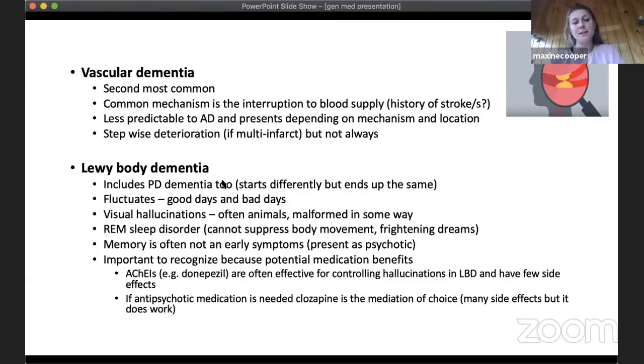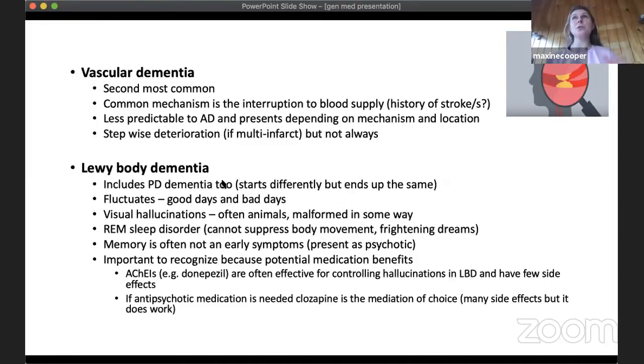Also REM sleep disorder. As in Parkinson's disease and Lewy body dementia, it's super common. This is where, in your REM phase of sleep, you cannot suppress your body movement. And you can also get really frightening, realistic dreams. In Lewy body dementia, memory is often not an early symptom, so they're often more likely to present as kind of psychotic. As in they're seeing these hallucinations, or they're getting quite aggressive, rather than the memory side of things, such as in Alzheimer's. And this one in particular is important to recognize because there are some good medication benefits.